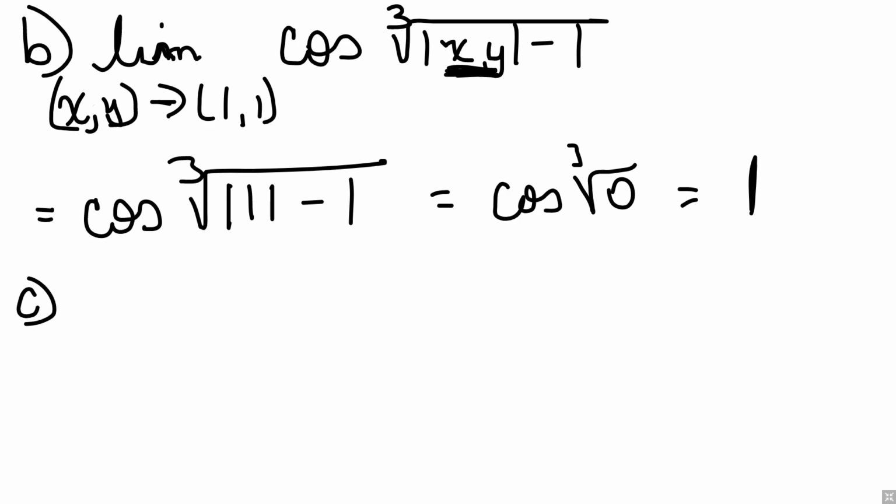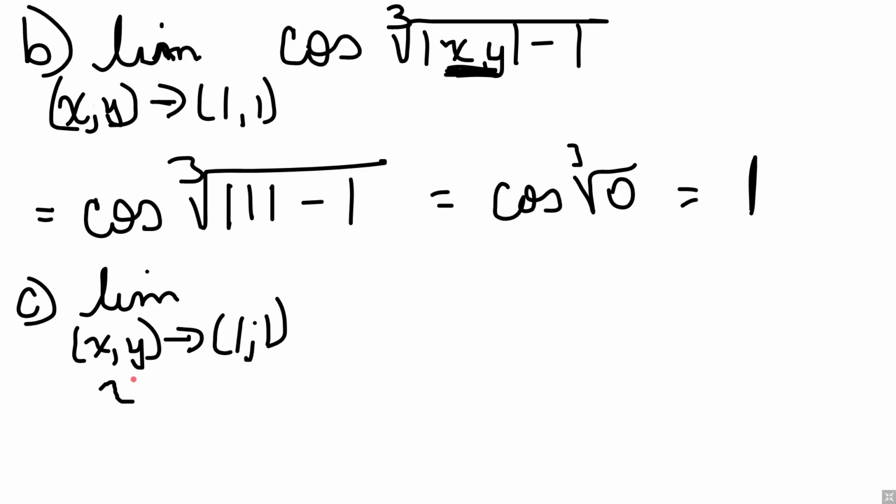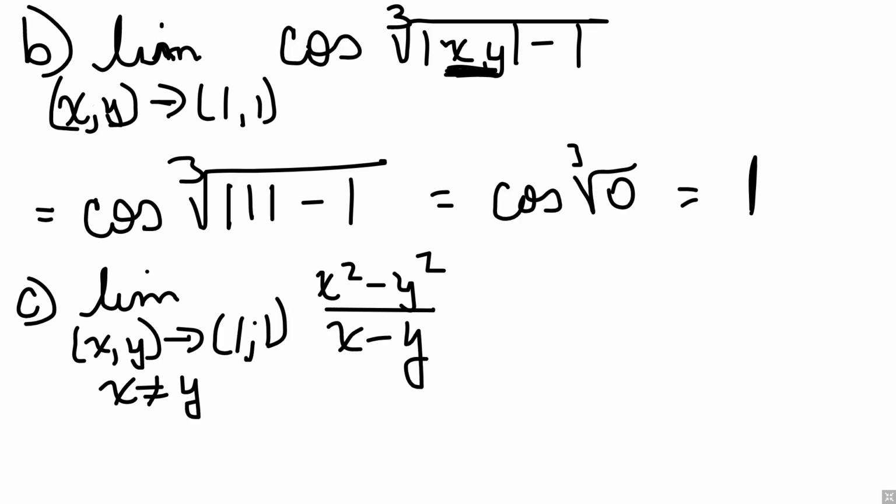Okay. So the next one, we have the limit as (x, y) approaches (1, 1), and we're told that x is not equal to y, of x squared minus y squared over x minus y. If we do direct substitution, we're going to end up with 0 over 0, which is an indeterminate form. So basically it tells us that by the means that we're trying, we can't determine the limit. So we've got to try something else.